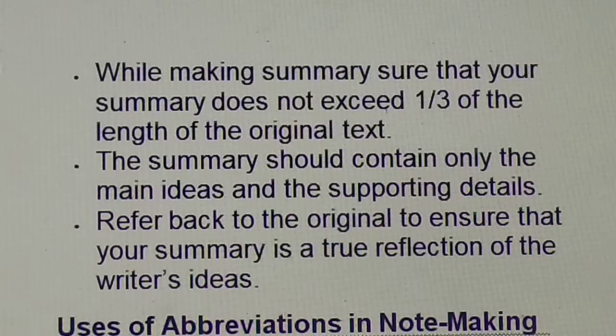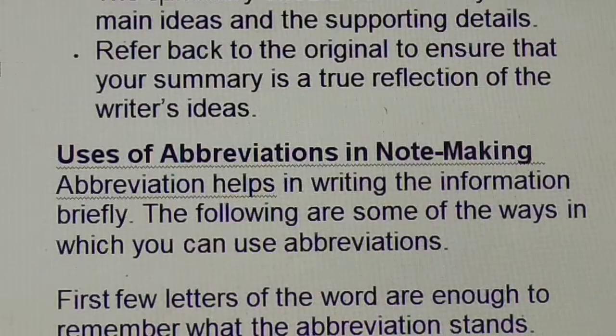While making a summary, make sure that your summary does not exceed 1/3 of the length of the original text. It should always be 1/3 of the original text. You must remember this. The summary should contain only the main ideas and the supporting details. Refer back to the original to ensure that your summary is a true reflection of the writer's ideas.